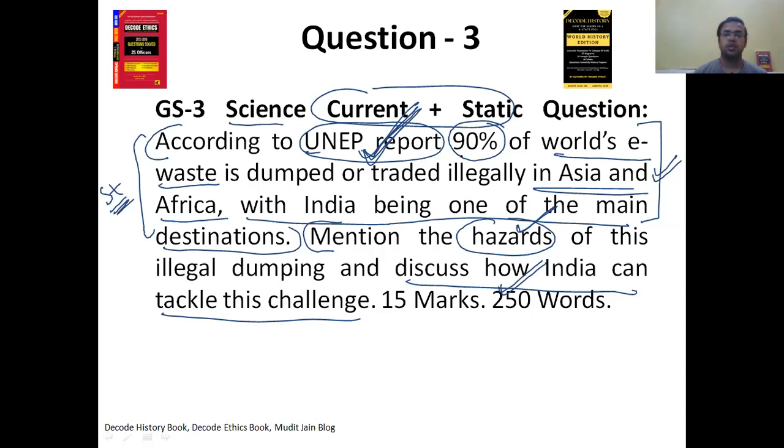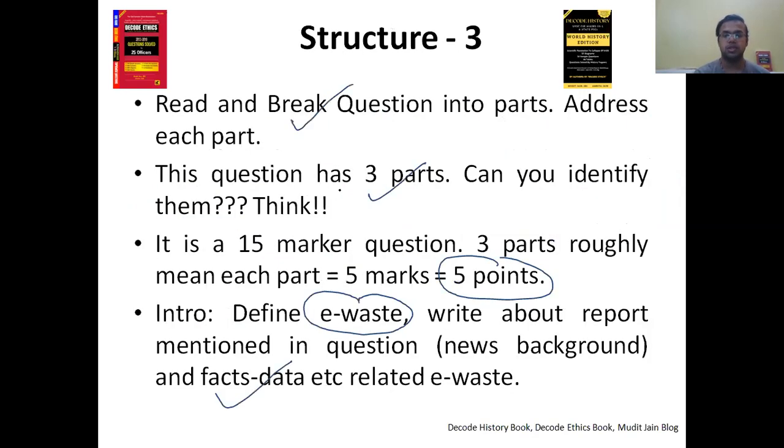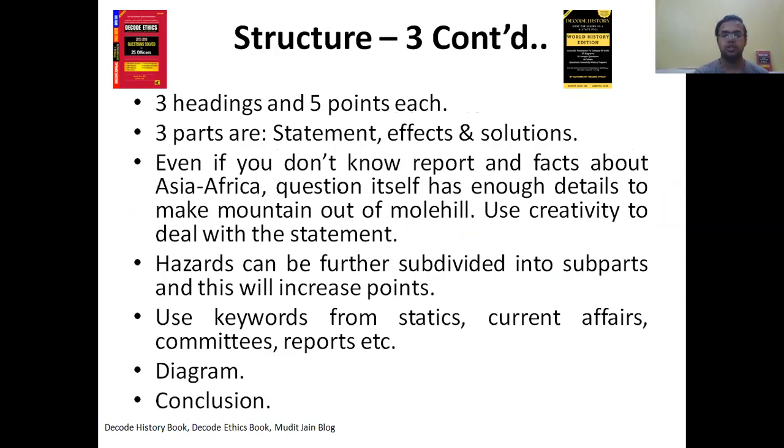Then second thing, it says 90%. So also try to deal with this aspect, because see it that way, what was the need of writing these two things? UNEP report 90%. The question could have simply been, according to a report, most of world's e-waste is dumped in India. There was no need of writing UNEP report 90% Asia, Africa. So these are the things that you must focus in your answer before jumping onto India. Now, this is the mistake that I have made in my answer, as we'll see later.